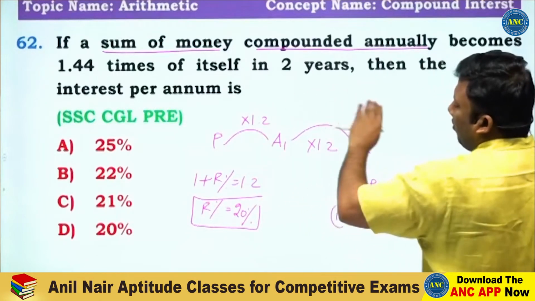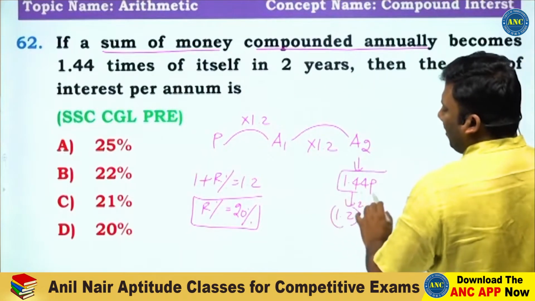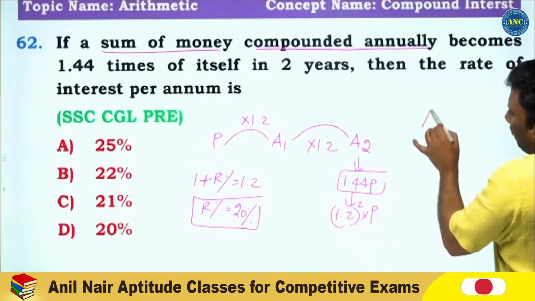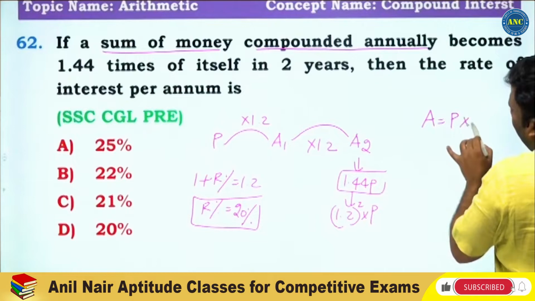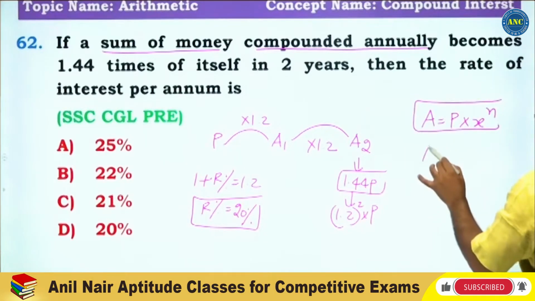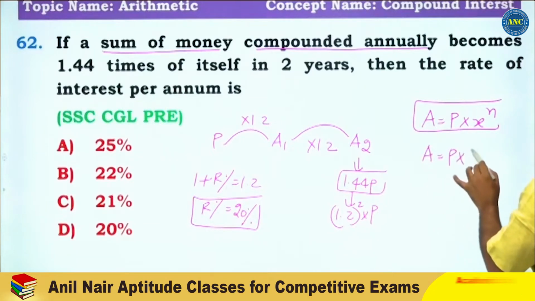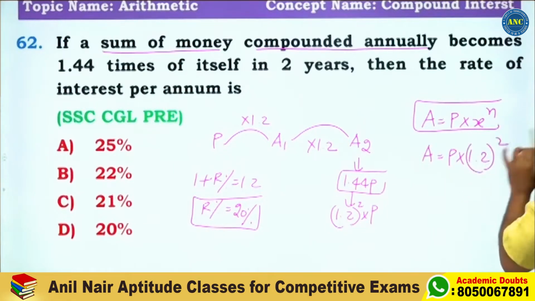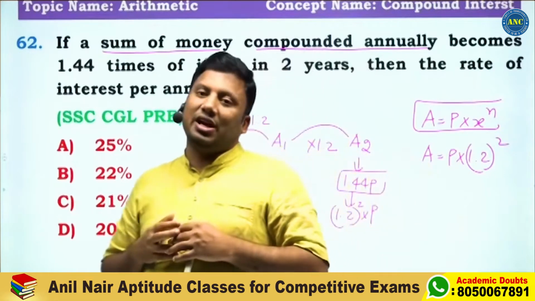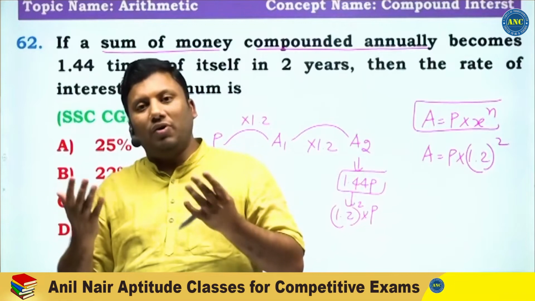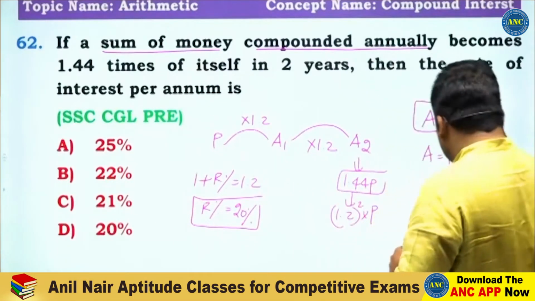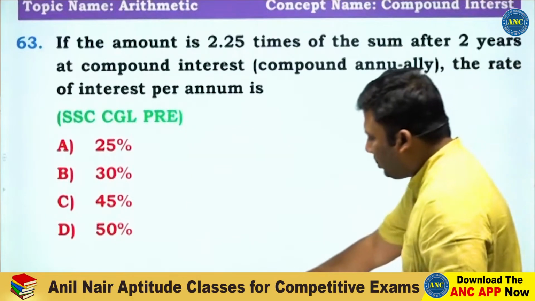Certain sum becomes 1.44 times the principal. 1.44 is 1.2 square into P. Just now we wrote it. Amount is P into x power n. This became P into 1.2 whole square because it is 2 years. X is 1.2. On 1 there is an increase of 0.2. 0.2 on 1 will result in 20%. Very easy question, original SSC CGL previous year question. Next one, see this question.